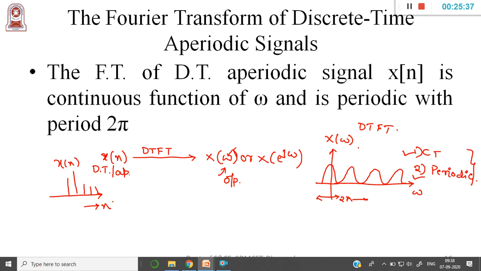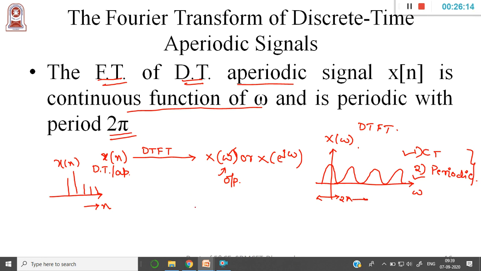Okay, so one thing you should remember here: if the x of n signal is aperiodic and discrete time, its DTFT is continuous and periodic. So the Fourier transform of a discrete time aperiodic signal x of n is a continuous function of omega and is periodic with time period 2 pi. So after every 2 pi, the signal is going to be repeated. This is one of the fundamental important concepts.